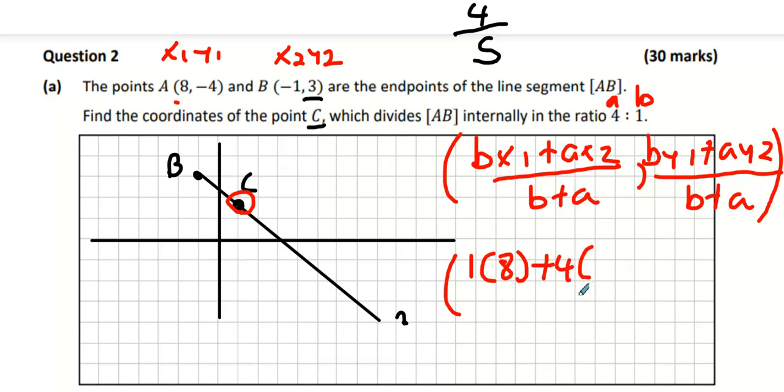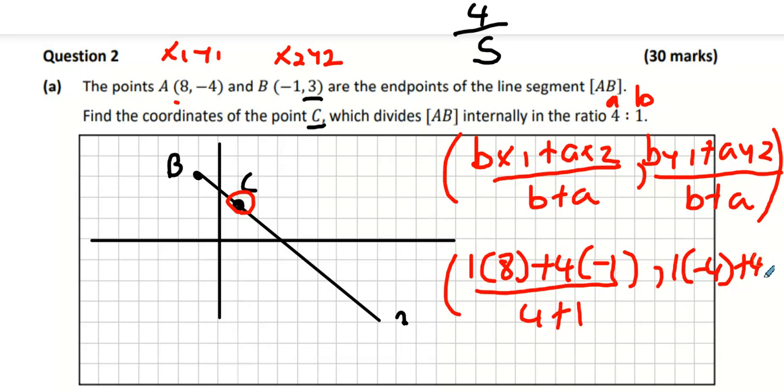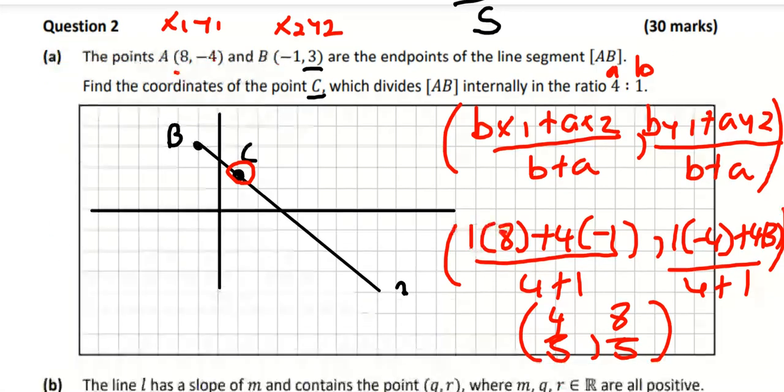A is 4, and x2 is minus 1. That's going to be all over b plus a, which is 4 plus 1. And then the next one is going to be by1, which is 1 times minus 4, plus ay2, which is 4 times 3, all over 4 plus 1. The first value is going to come in at 4 over 5, which is what we got earlier, 0.8. And the next value is going to come at 8 over 5, which is 1.6. So both methods work reasonably well.